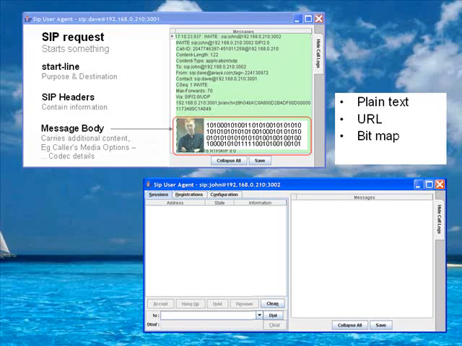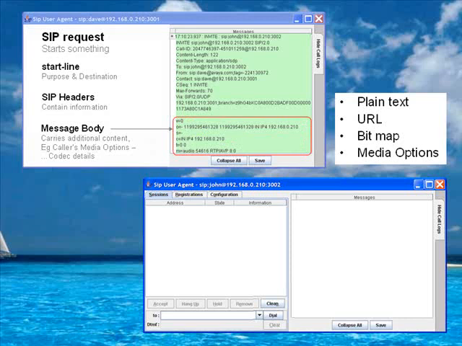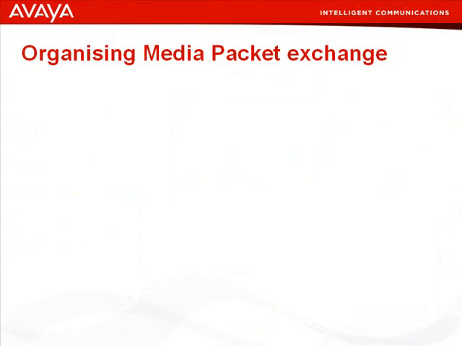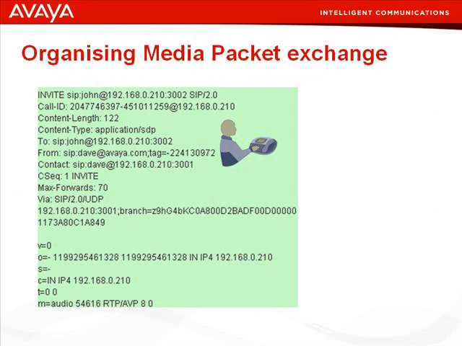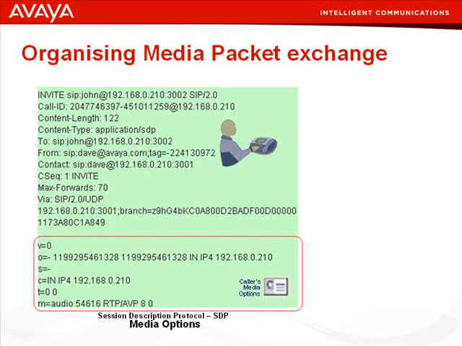Usually though, particularly with invite requests, the payload is populated with information that helps the user agents set up the exchange of media packets or the media stream. This media stream data has come to be known as media options. So let's spend a few moments now on the subject of media options. So here's the caller with his invite, and in the payload of his request are his media options, formed according to the rules and regulations of the Session Description Protocol, or SDP, a separate protocol for defining and conveying all the information needed to exchange media packets.